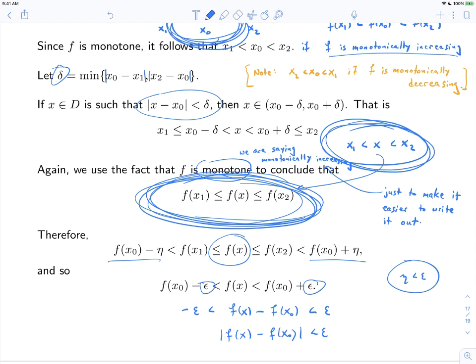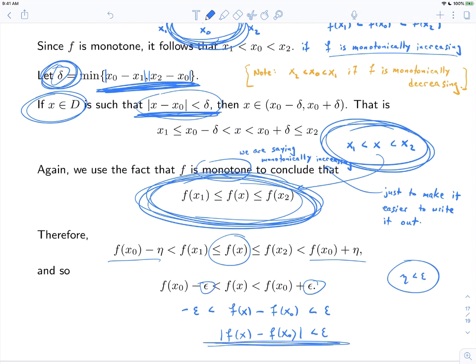So that means the function is continuous. If we choose delta to be given by this distance here, then anytime you have an x in D such that x is within delta of x0, it follows that the output f at x is within epsilon of f at x0. And that's exactly what it means to satisfy the epsilon delta criterion, and that means that it's continuous by the epsilon delta continuity principle.